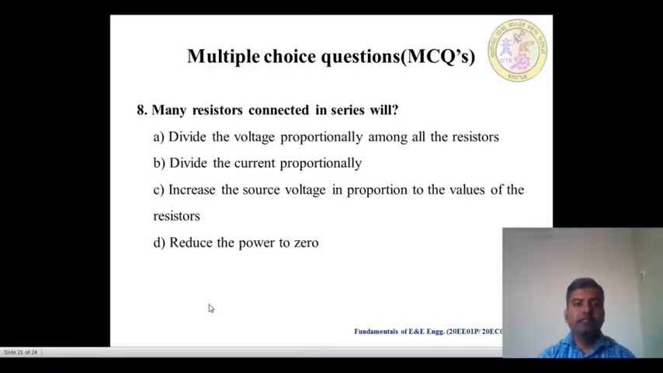So many resistors connected in series will be, 4 options are there. A, divide the voltage proportionally among all the resistors. B, divide the current proportionally. C, increase the source voltage in proportion to the values of the resistors. D, reduce the power to 0. So for this, the first option, A, divide the voltage proportionally among the resistors, is the right answer.